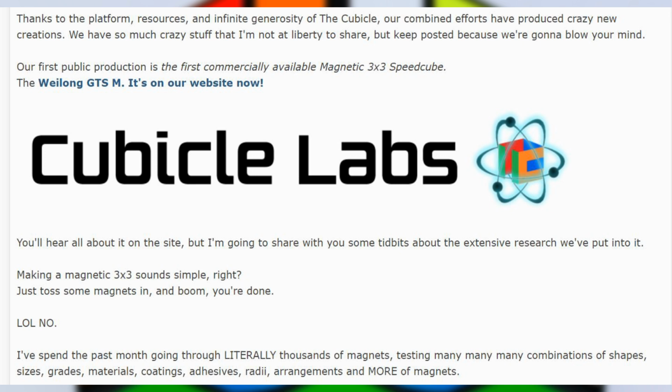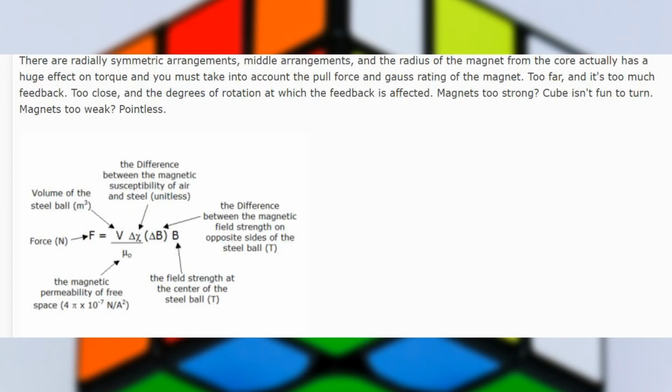So then he talks a little bit about what his first cube is about, which is the Weilong GTS M. And I'll save you a lot of the discussion as far as the magnets, but essentially it's just a magnetic 3x3, which is an idea that had existed before, mostly from Chris. He's posted about it before. He's made a YouTube video in the past, I believe. But he finally perfected the mechanism, and it's sort of an improvement that's not necessarily going to be mind-blowing or game-changing or anything like that.